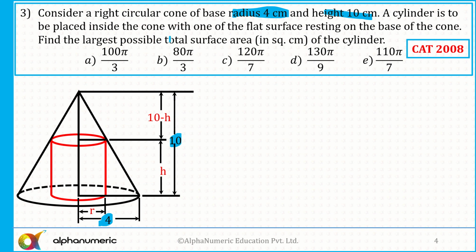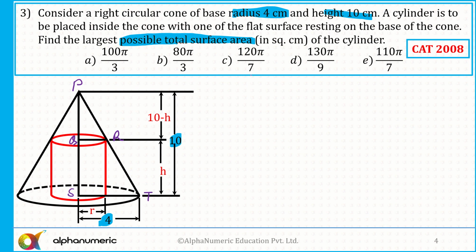And I need to find out the largest possible total surface area. So we need to find out what is the largest possible total surface area here. So we should know what the different formulas for the total surface area are. Now, first of all, if you look here, I can mark this as, let's say, P. This is Q, this is R, this is S, and this is T.